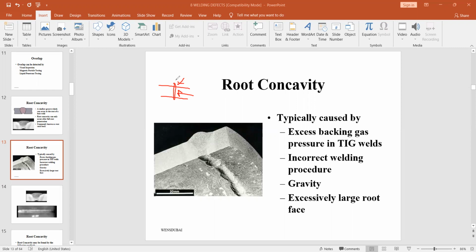If the amount of gas we are using is excessive, then there are chances of this root concavity. Then incorrect welding procedure is also a cause. If your WPS is not correct, then you will get this type of defect. Gravity also matters. Then an excessively large root face. If the root face is high, meaning here is the weld preparation and this is the root face, and the height of the root face is more, then what happens? The molten metal comes here, and after that it shrinks like this, and you get this suck back, or we can say root concavity.